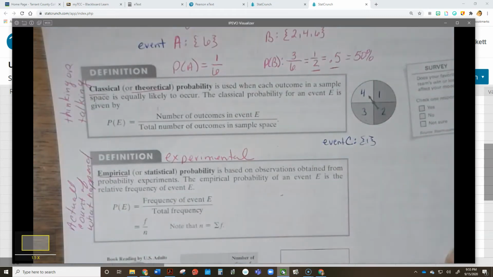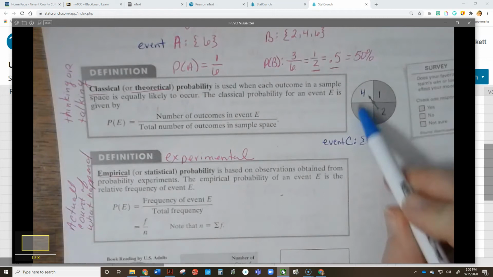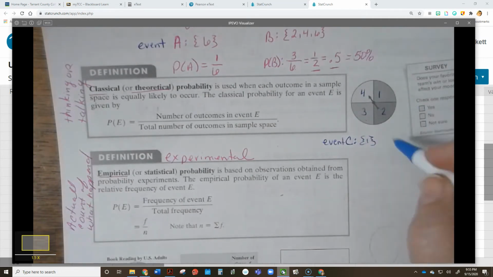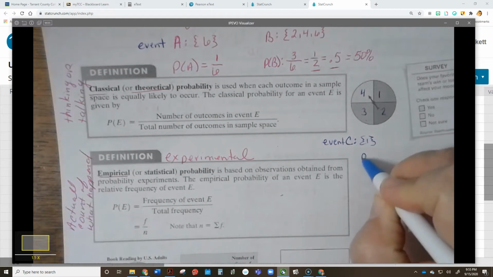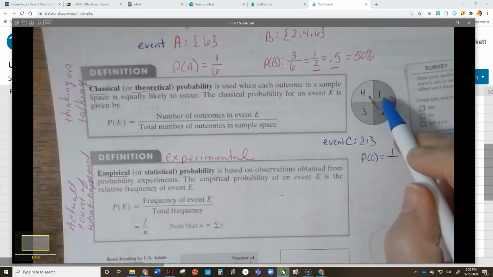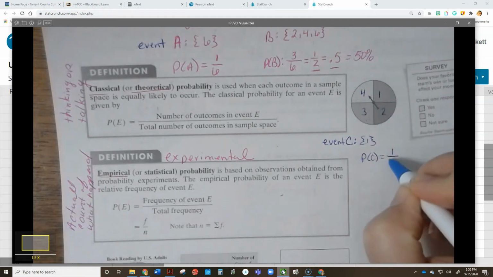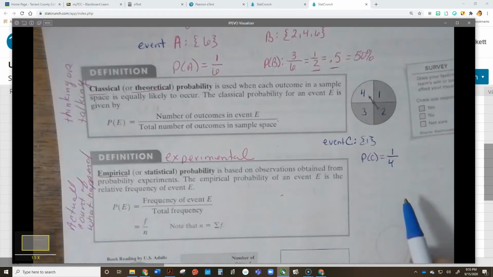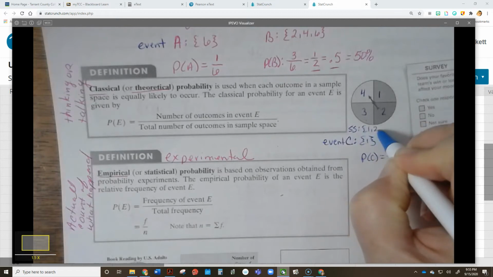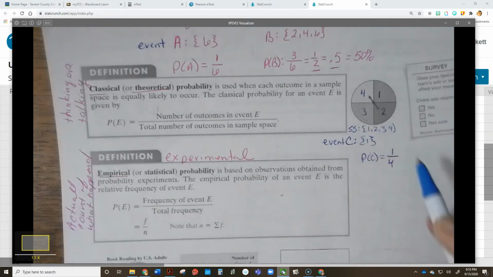Now, how many ones are there on this spinner? Well, there's just one, so the probability of event C happening is going to be 1 out of a total of 4, because there's 4 numbers in my sample space. Remember, my sample space here is 1, 2, 3, 4. Or if it wasn't numbered, it would be red, blue, green, yellow.